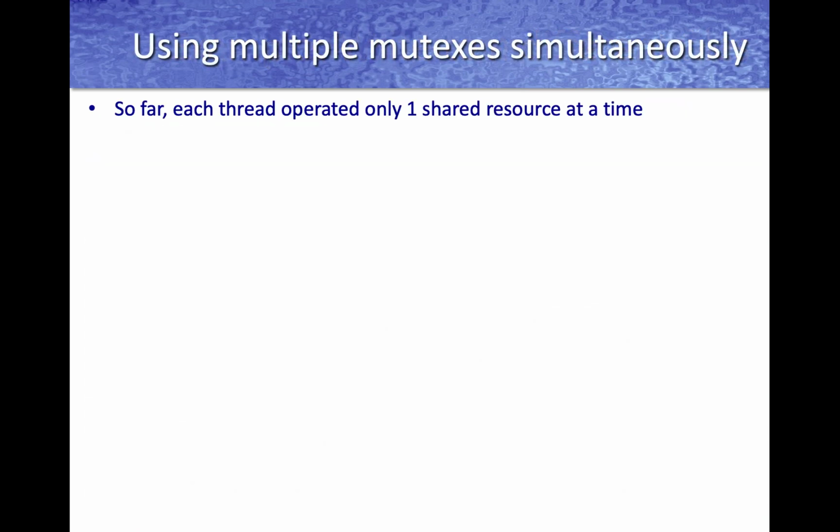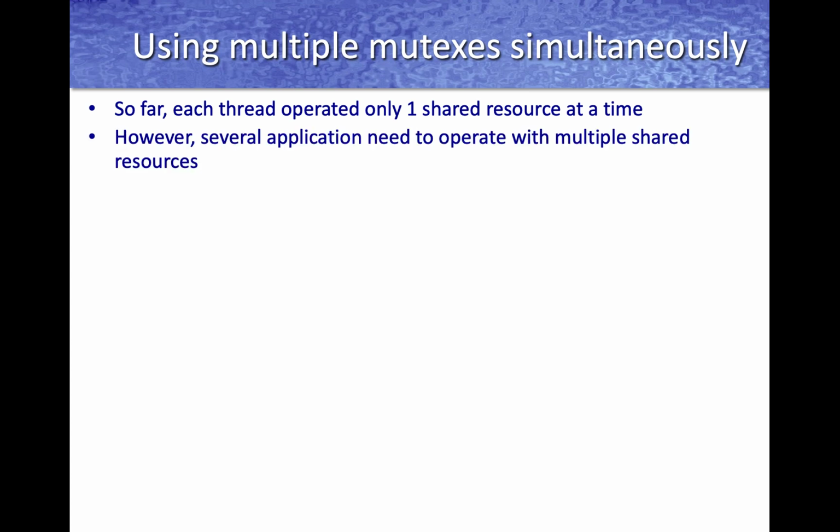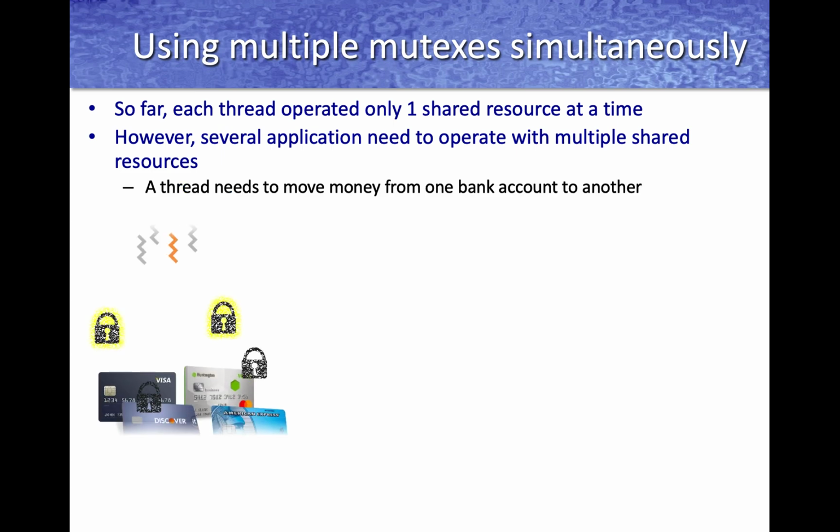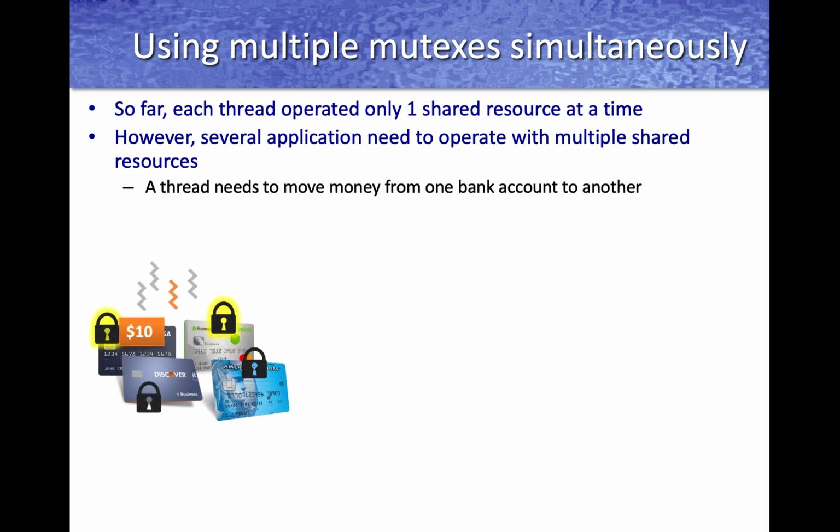All right, now let's look at using multiple mutexes simultaneously. So far, in all of the problems that we've seen, each thread locked and unlocked only one shared resource, or one mutex, at any given time. However, there are many programs that need to operate with multiple shared resources. So for example, a thread might need to update bank accounts, like move money from one bank account to another. In this case, you may have to lock two bank accounts because you're operating on two bank accounts simultaneously, moving money from one to the other.